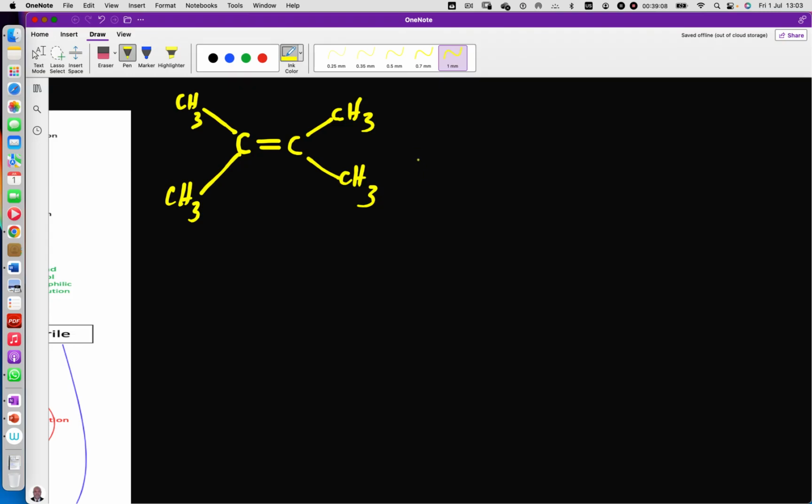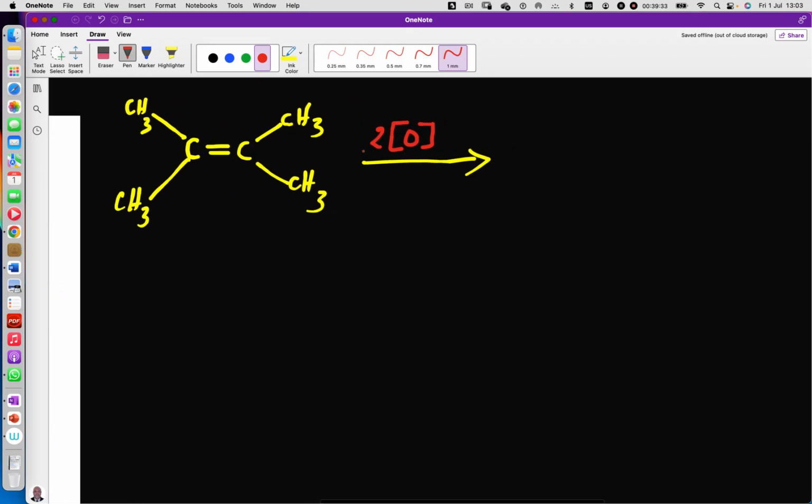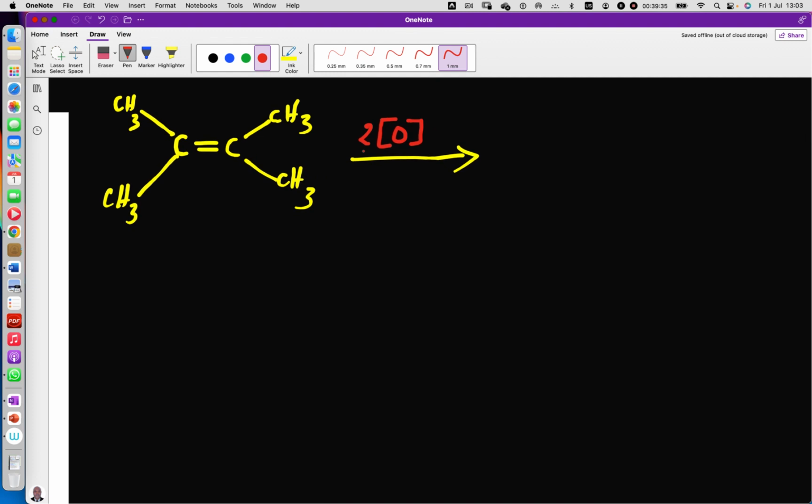We are not going to do oxidation. This is oxidation. It should be recalled that this symbol, a square bracket, is used as oxidation. If we use this square symbol, we are saying that two oxygen atoms have been donated to this compound, an addition of oxygen.